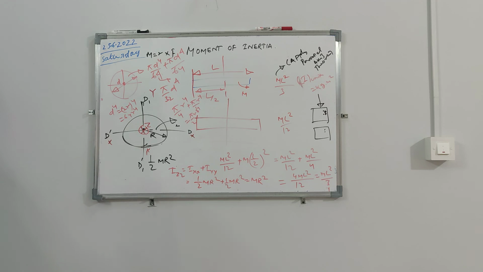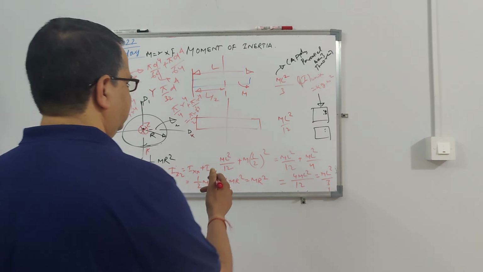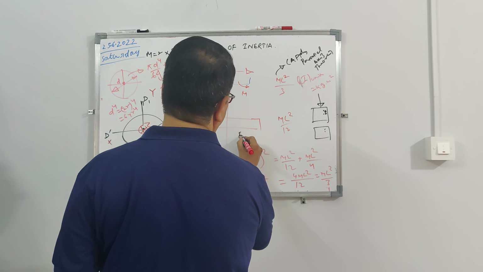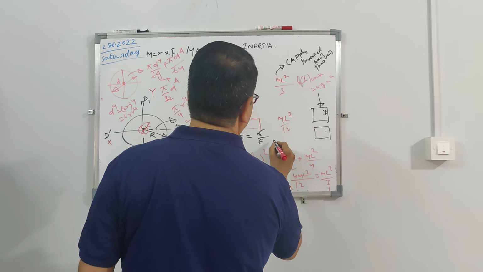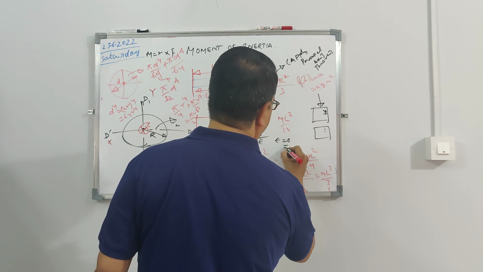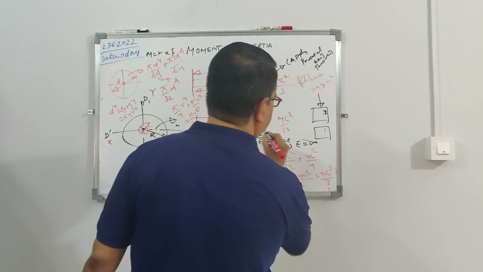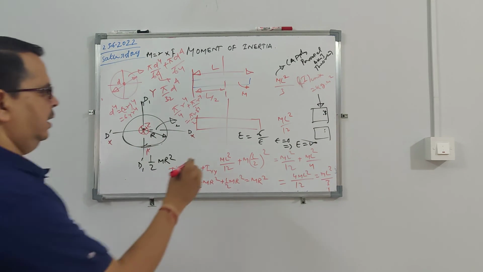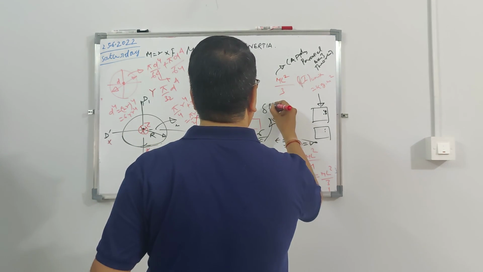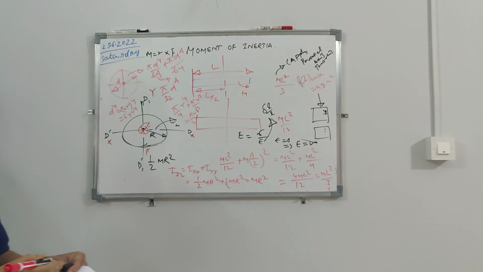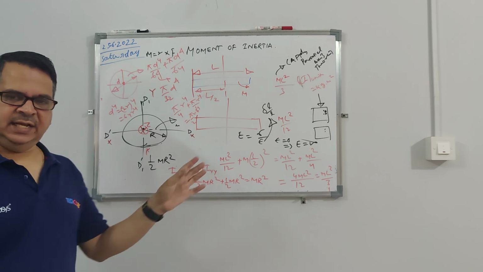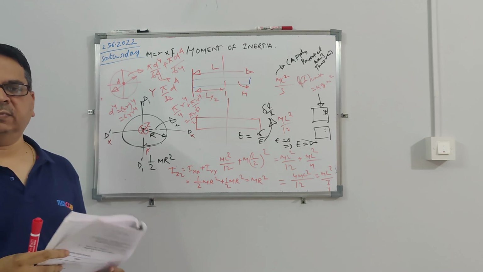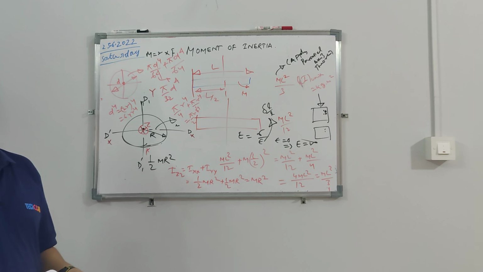Why is it infinite? Because Young's modulus is stress by strain, and strain is delta L by L. If there is no change, strain is 0, which means capital E is infinite. Understood. With these concepts, we will try to solve some numericals in the next session. Okay, thank you.